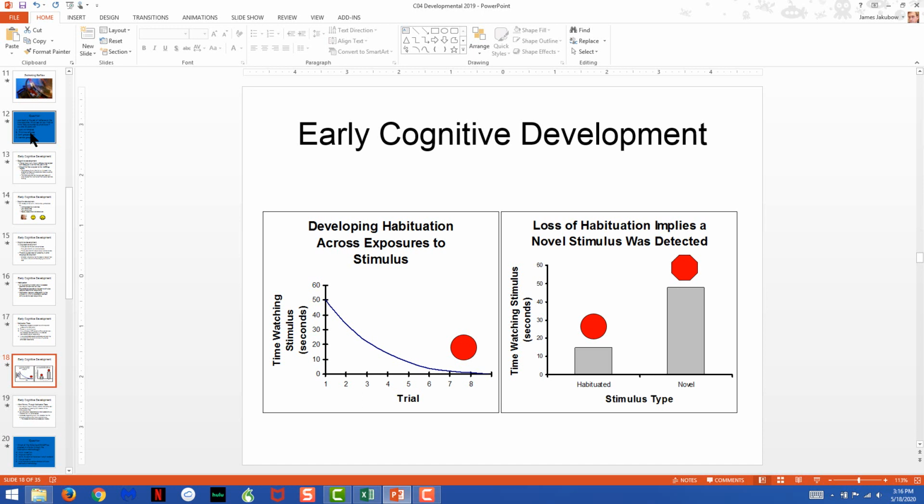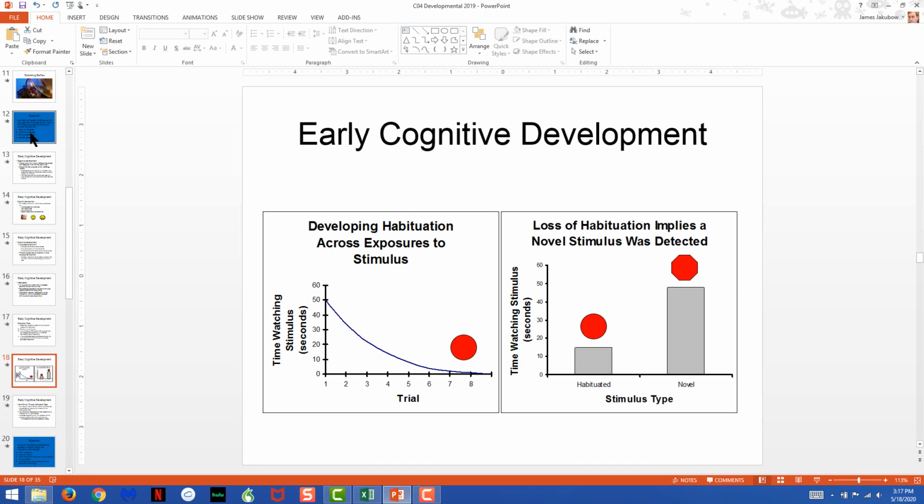Now, if the child has habituated to the circle, as is drawn here in these hypothetical data, you can then start interleaving presentations of the circle with presentations of the octagon. So a trial with the circle, then a trial with the octagon, then a trial with the circle and a trial with the octagon, and so on and so forth. And then take the average amount of time the child looks at the circle versus the octagon and present them as two numbers on this particular figure.